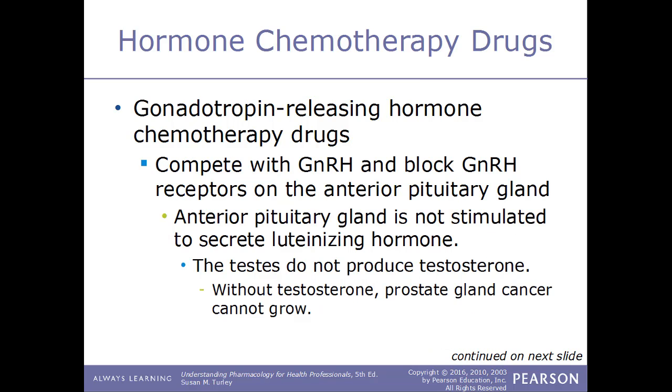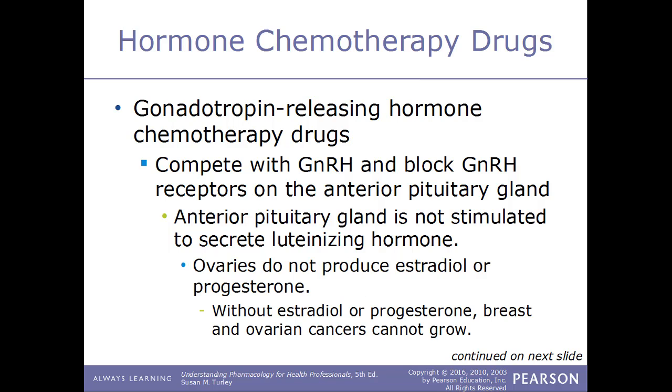So these gonadotropin-releasing hormone drugs will compete with the GnRH and end up blocking the GnRH receptors on the anterior pituitary gland. So therefore, the anterior pituitary gland is not stimulated to secrete luteinizing hormone. So when this happens, testes don't produce testosterone, and without testosterone, the prostate gland cancer can't grow. And also, the ovaries won't produce estradiol or progesterone, and without those, the breast cancer and the ovarian cancer can't grow.